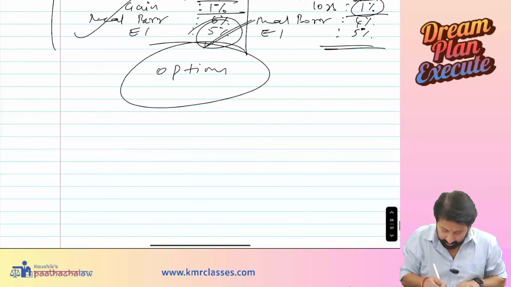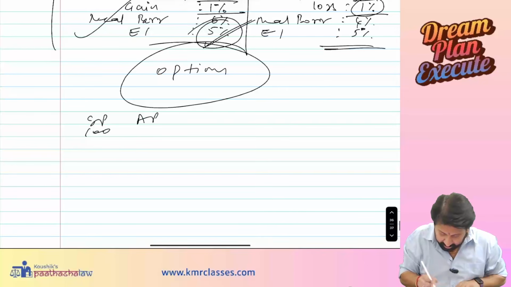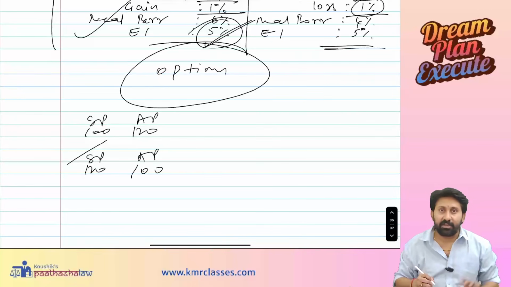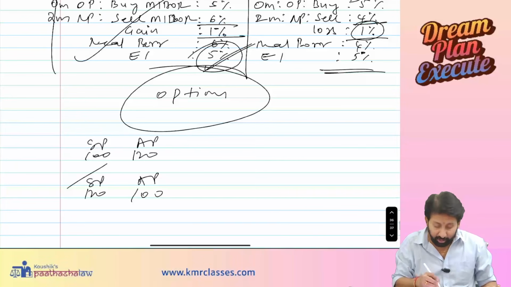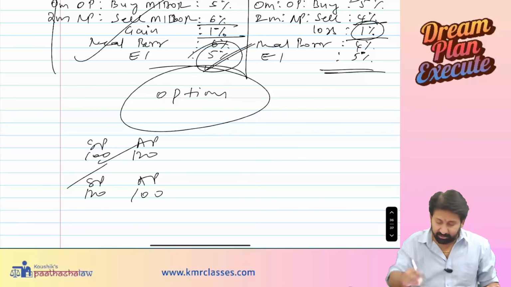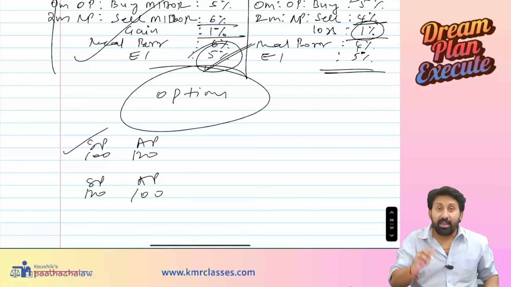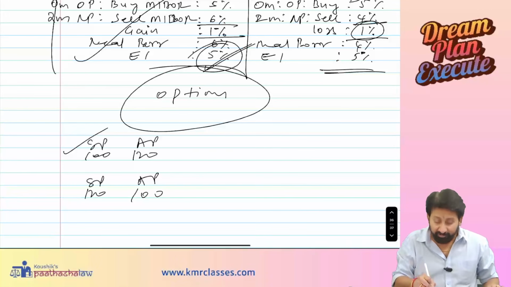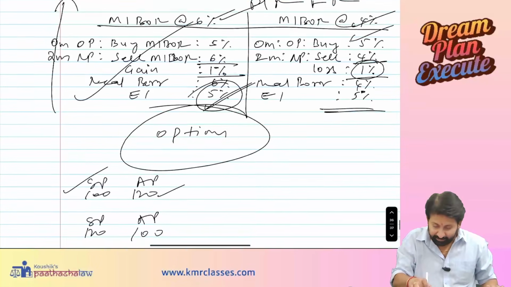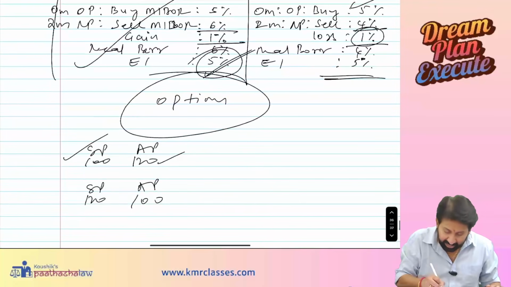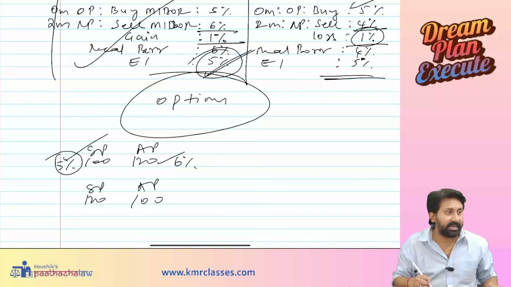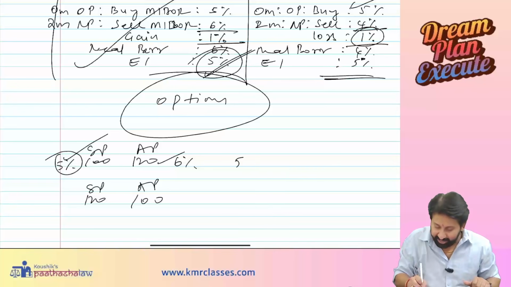See, SP 100, AP 120, or SP 120, AP 100. Take the first case. You have a right to buy something at 100, which is priced in the market at 120. Something similar to this: you have a right to take a loan at 5%, which is available in the market at 6%. I will exercise the option, and I will take the loan at 5% only.